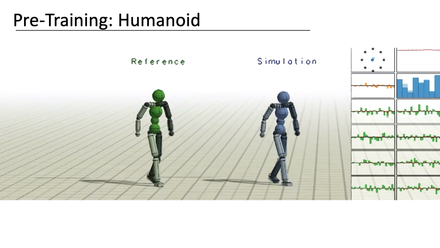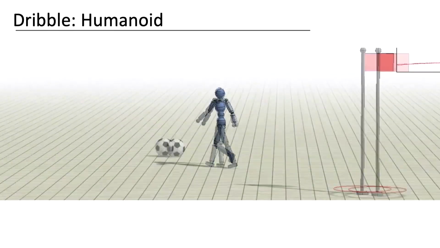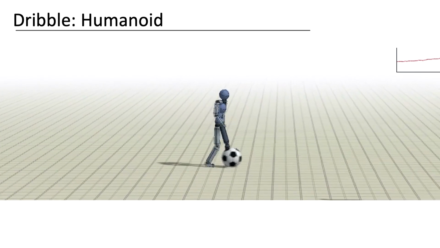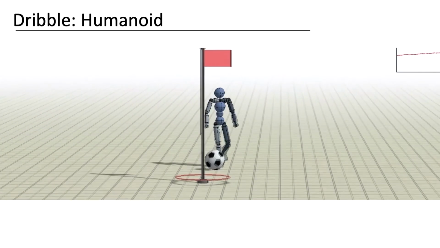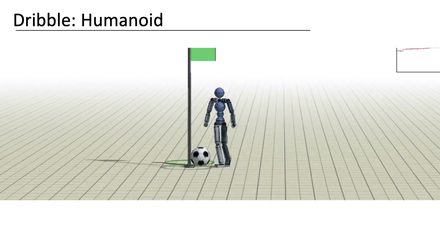So once we've learned a set of primitive skills, we'll then transfer them to some new tasks. So here we have a policy that's trained to dribble a soccer ball from one location to a goal, to a target.